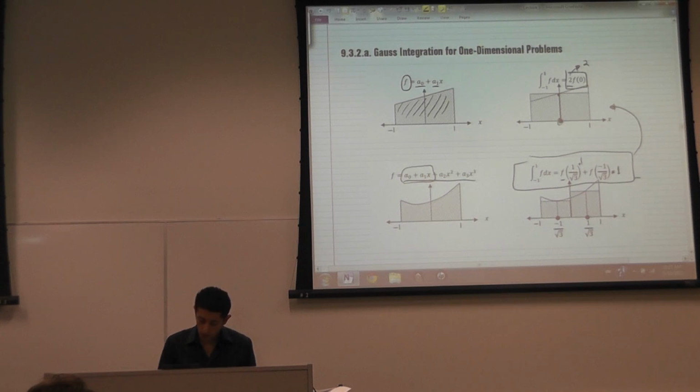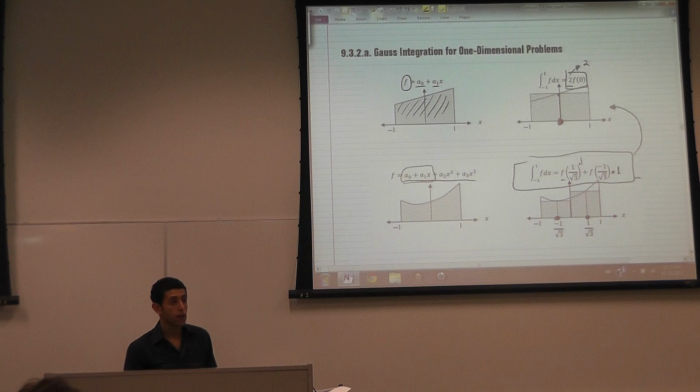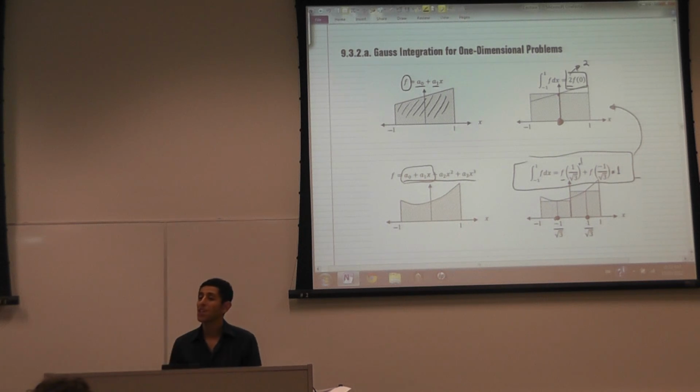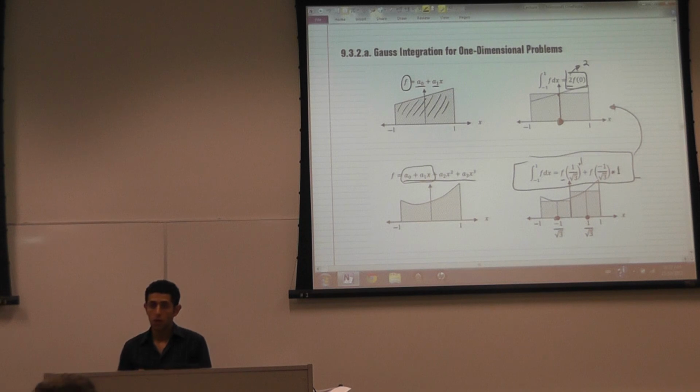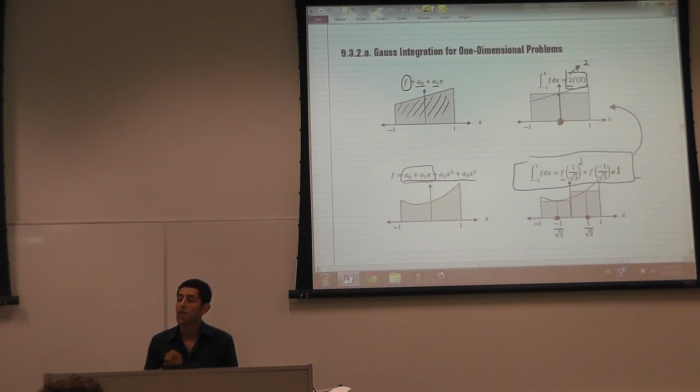This point, or those 2 points, are called, in finite element analysis, the integration points. These are the points that I'm using for integration. I'm not really doing any integration, I'm actually calculating the function at this point, and then multiplying by a weight. So this is called the integration point. And if I'm using one integration point, the corresponding weight is 2. If I'm using 2 integration points, the corresponding weights are 1 and 1.